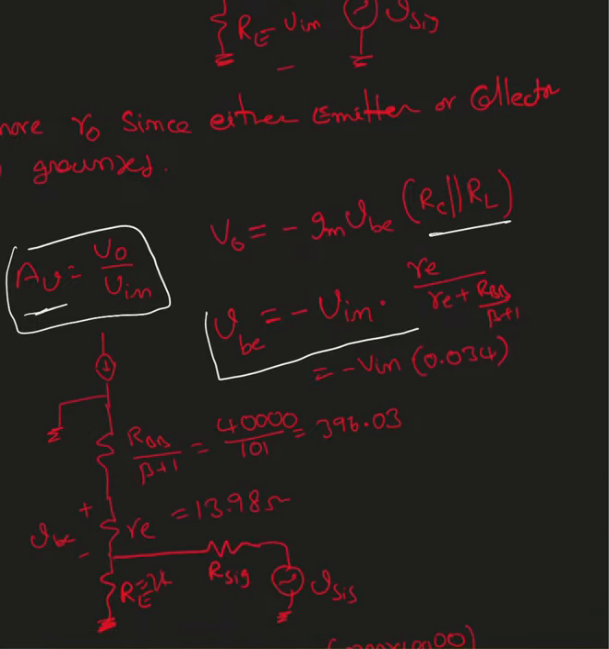So when I move it from the base terminal to the emitter terminal, this is what it's going to be: RBB over beta plus 1. So that value is 396.03 ohms. This is the equivalent resistance when looking from the emitter side. So all I did was transfer the resistance from the base and move it to here.